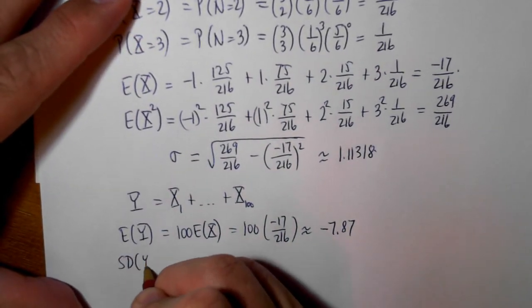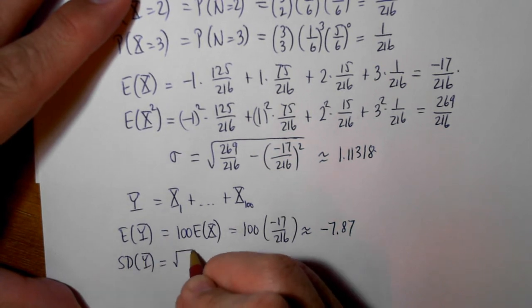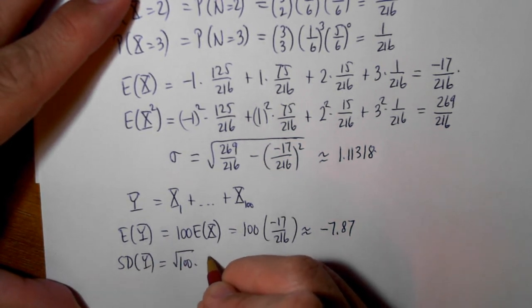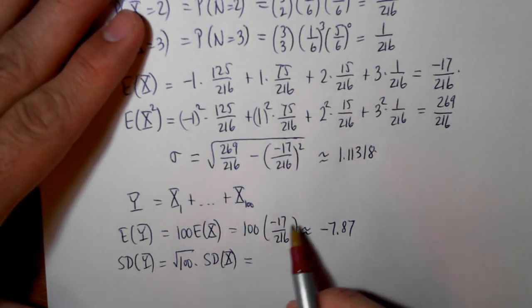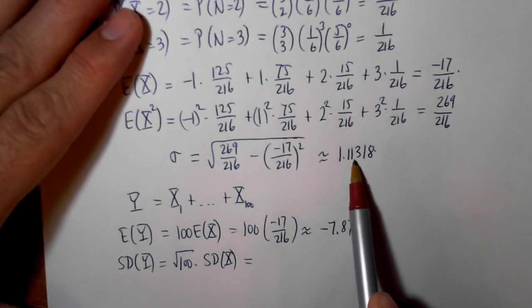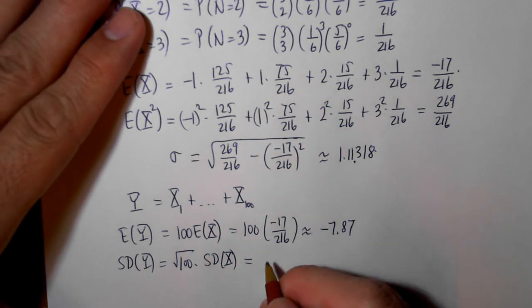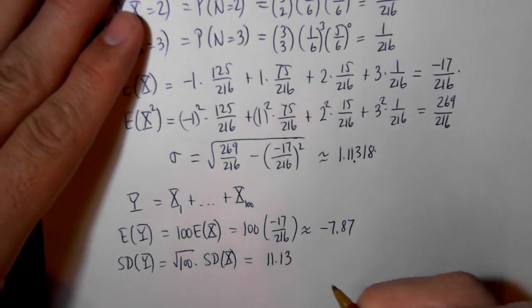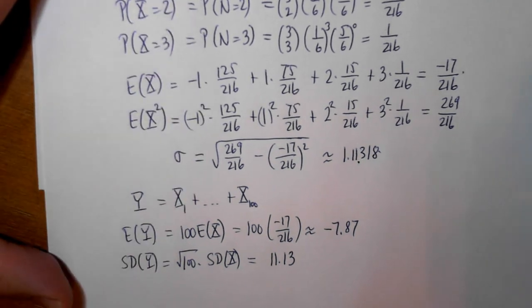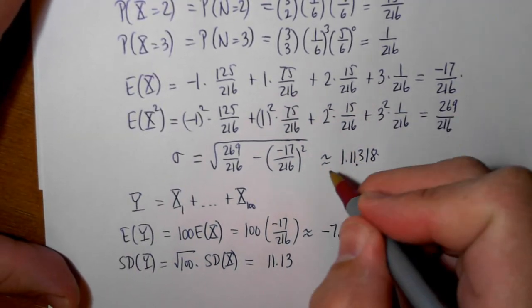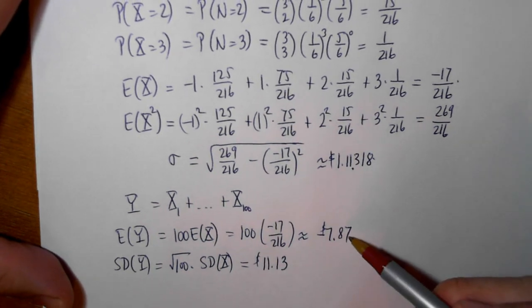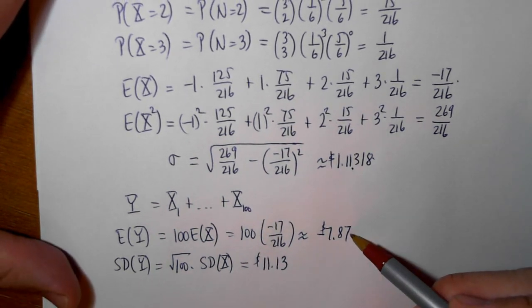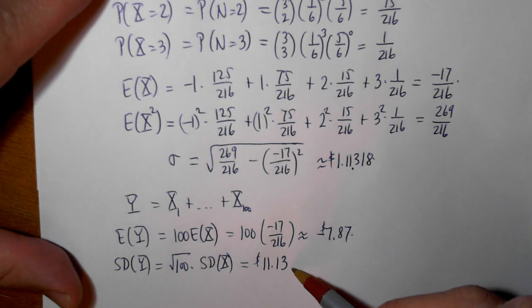And the standard deviation for y would be equal to the square root of 100 times the standard deviation for x. And so if I multiply the standard deviation for x by 10, I get 11.13 approximately. And of course the units here are in dollars. So if I play the game 100 times, I expect to lose $7.87, give or take $11 or so.